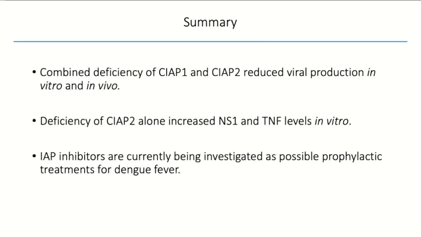So to summarize my findings, combined deficiency of both CIP1 and CIP2 reduced viral production in vitro and in vivo. Deficiency of CIP2 alone increased NS1 and TNF levels in vitro. However, there was no difference in viral load observed when we infected MAR1-treated CIP2 knockout mice. And IAP inhibitors are currently being investigated as possible prophylactic treatments for dengue fever.